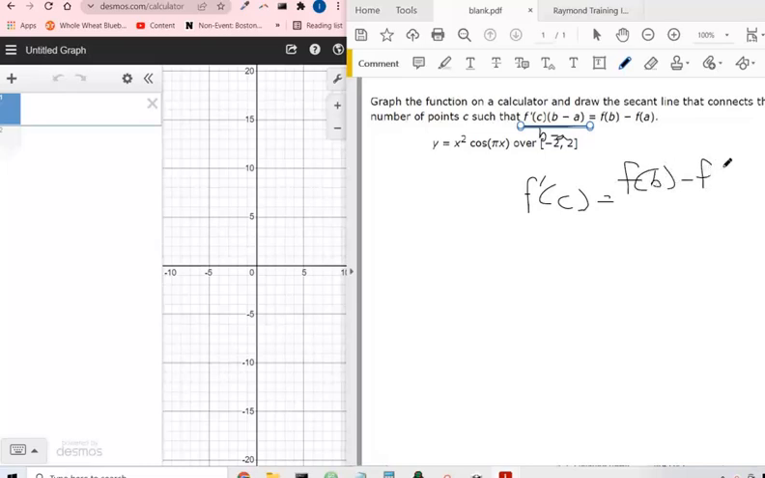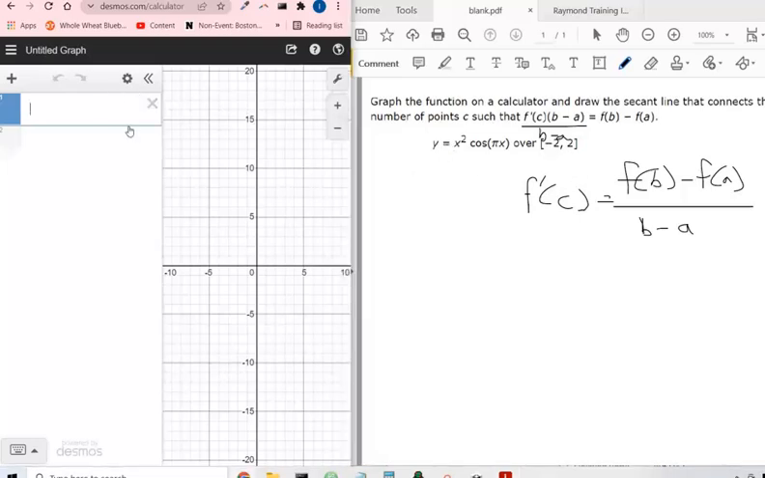This is your y2 minus your y1 over your x2 minus your x1. I don't know why they wrote it like that. Okay, well, I guess it's not for me to say why. And they said between x equals -2 and x equals +2. So let's do what they said.